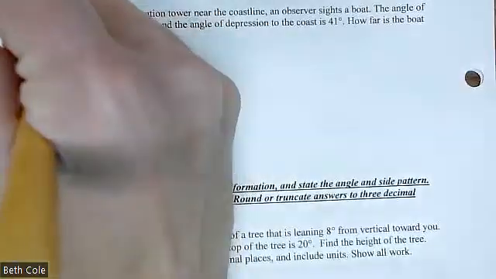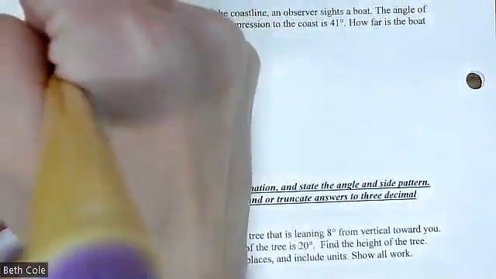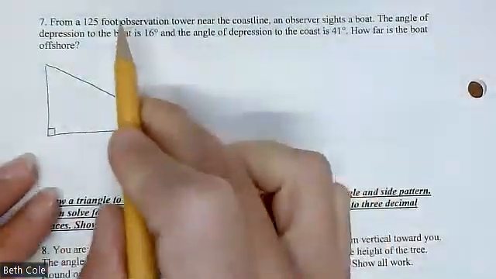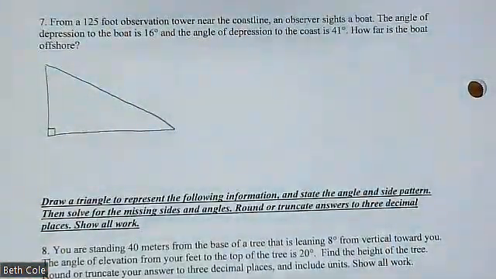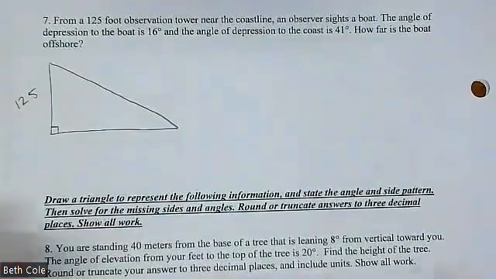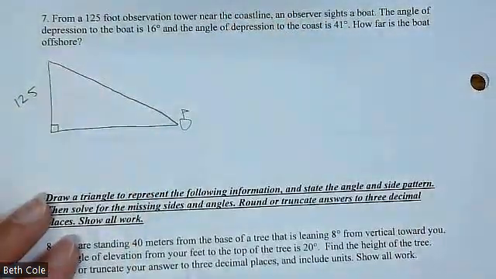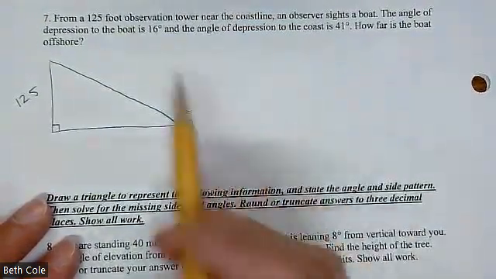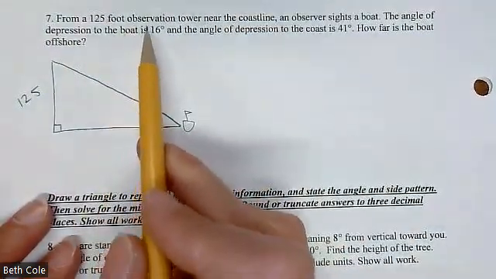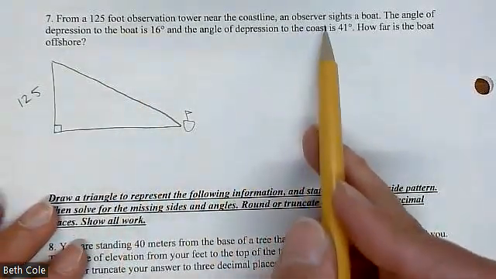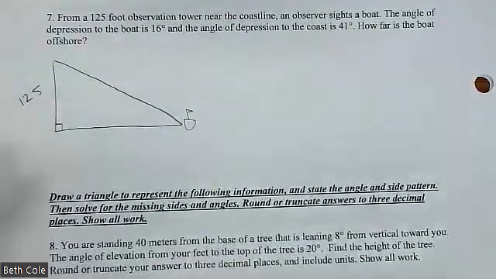Okay, so let's draw a triangle. And where would the 125 go, if that's the height of the lighthouse? Yeah, on the left, the vertical part is our 125. So we see a boat out here in the water. Now we have 2 angles. One goes all the way to the boat, and then one goes to the edge of the coast. So watch me, I'll try to draw a little bit of this.